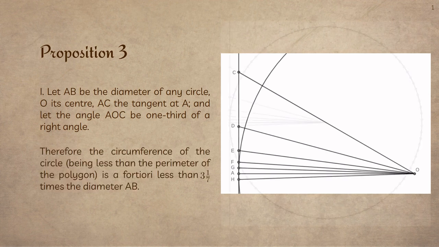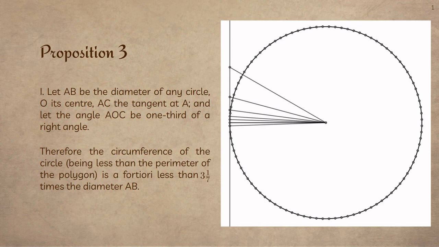And then if you do this all the way around, he says, therefore, the circumference of the circle being less than the perimeter of the polygon, which is 96 sides in this case, he says that it is a fortiori less than 3 1/7 times the diameter AB.